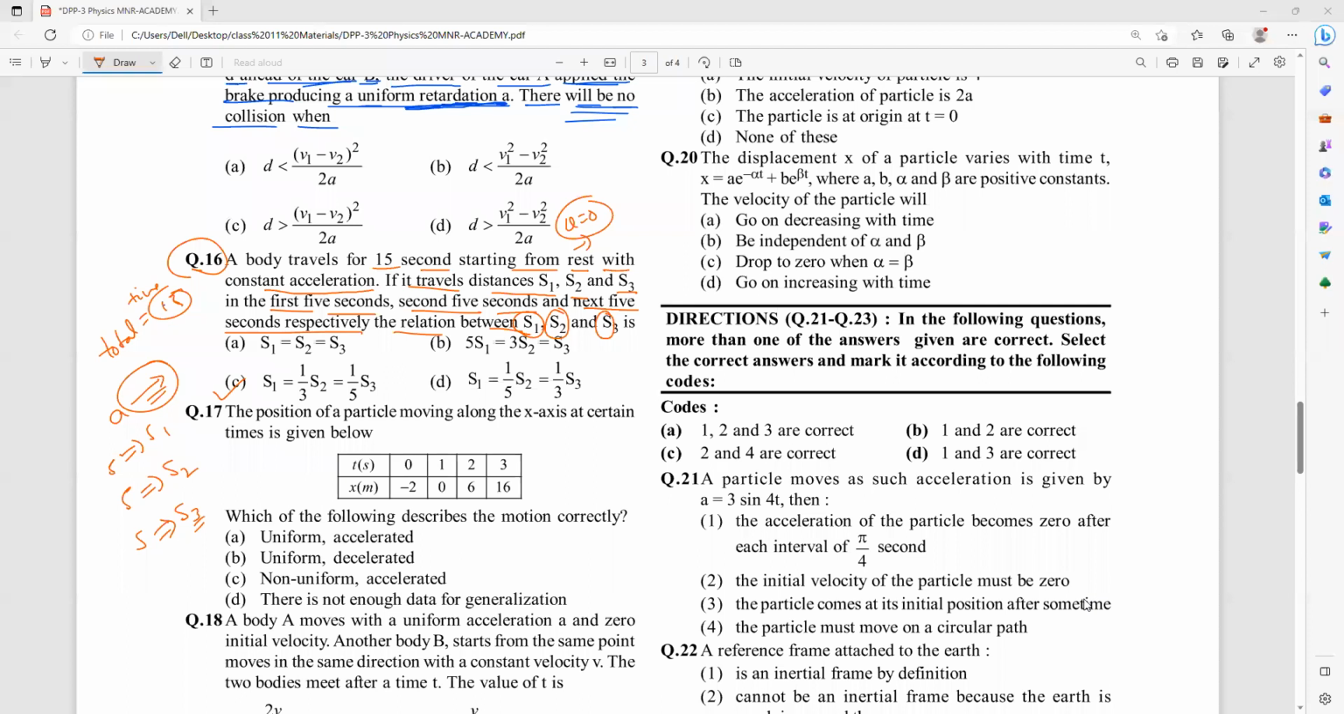But the actual ratio we are getting is 1 is to 3 is to 5. Here everything is mentioned in a different form. So we divide everything, and what is the correct answer? C. That is what you have to remember. Option C: S1 is equals to 1 by 3 times S2 is equals to 1 by 5 times S3. Is it okay? So solve it, everybody. Any doubt, anybody can ask.